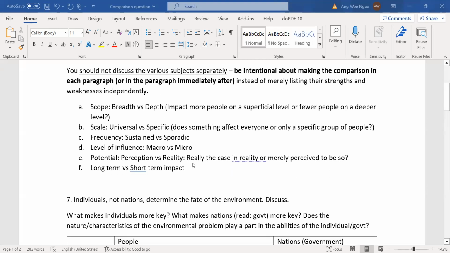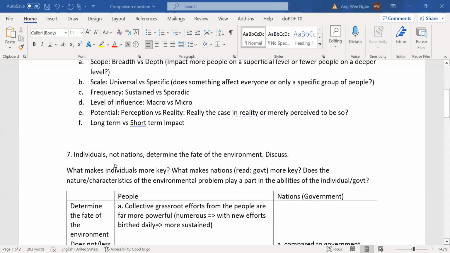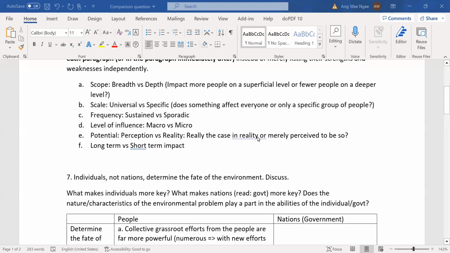Potential, perception versus reality. Is something really the case in reality or merely perceived to be so? So this is something where you can say, oh, it may seem that, for instance, individuals or governments determine the fate of the environment. You can say something like, it might seem that the government is more important in determining the fate of the environment, but in reality might not be the case. And that's where you start to think about why not. Okay. You can also contrast between long-term and short-term impact.